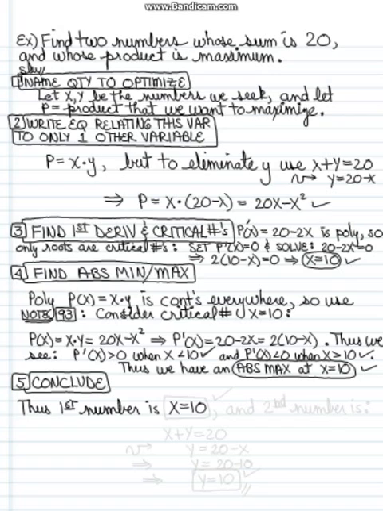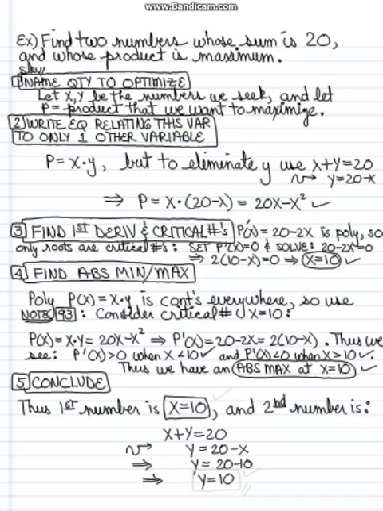Thus, our conclusion is that the first number will be x equals 10, and the second number will be, well, let's substitute x equals 10 into the given x plus y equals 20. We get y equals 20 minus x, plug in x equals 10, y equals 20 minus 10, y equals 10.